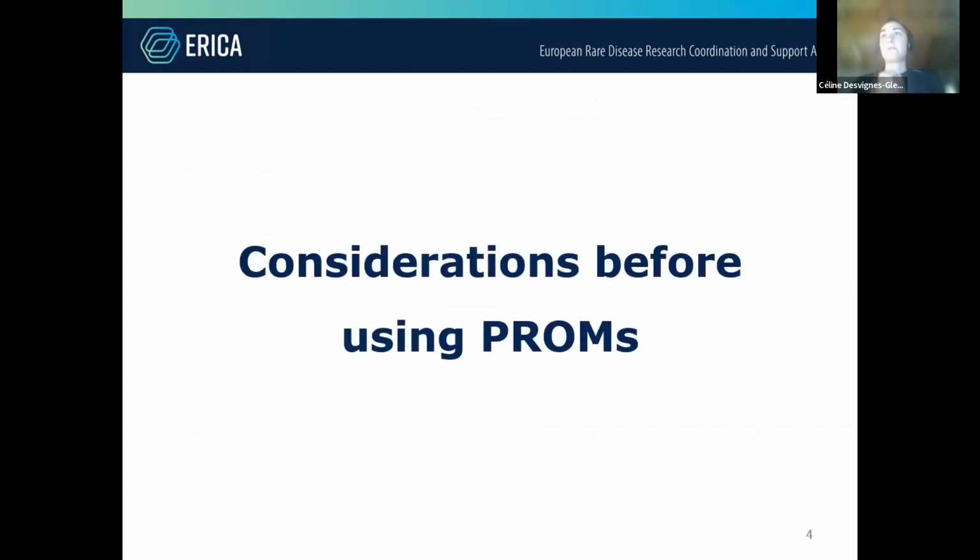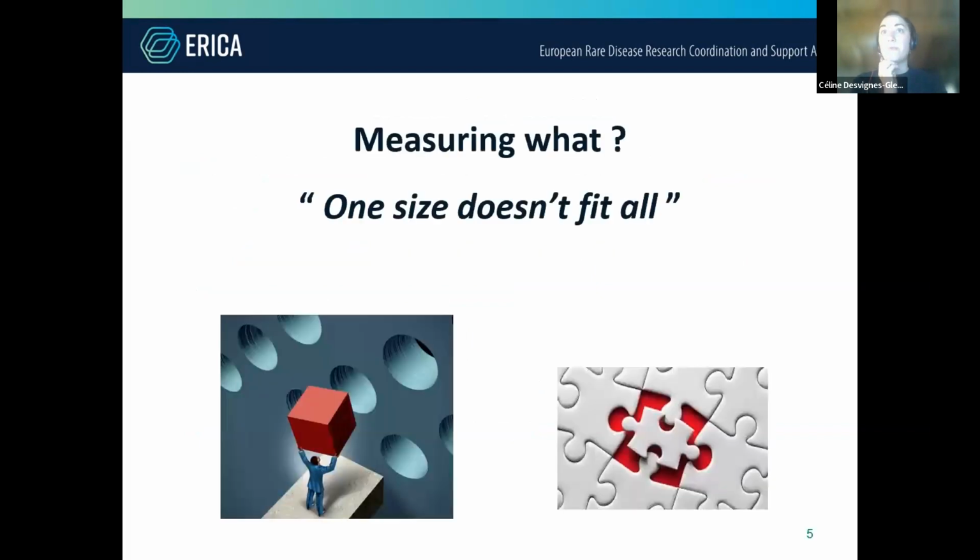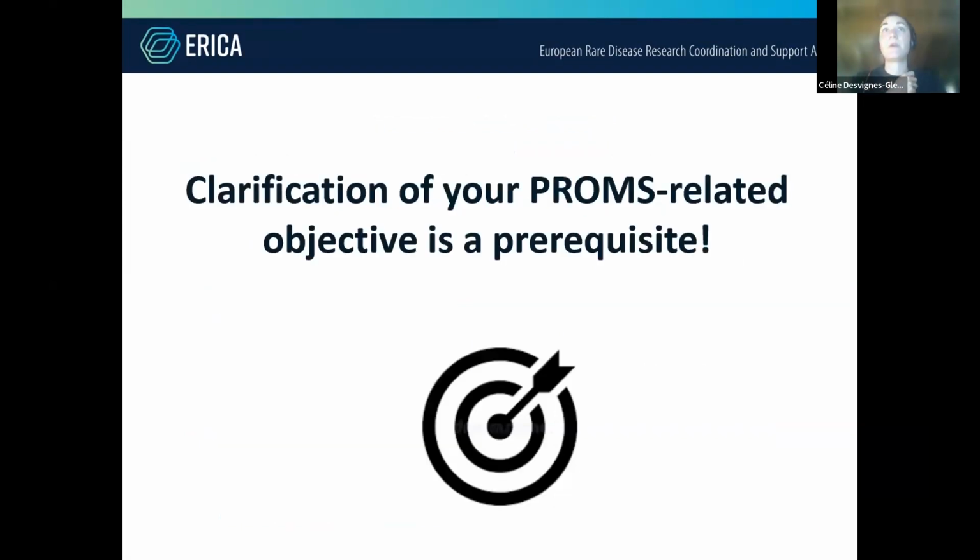So let's start with this first chapter on what to consider before using a PROM, because using a PROM is first a very amazing step to try to capture the patient voice and to provide insight on it. But there are a few considerations before even using them, because you know that one size doesn't fit all, and it's important to know that one questionnaire can't fit everything. The very first important step is to know what you want to measure. So the first thing is really to clarify the objective of the use of your questionnaire.